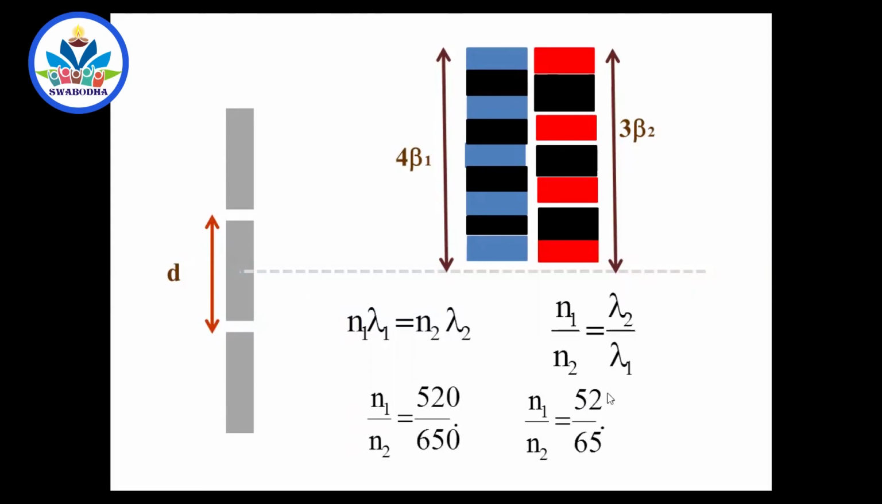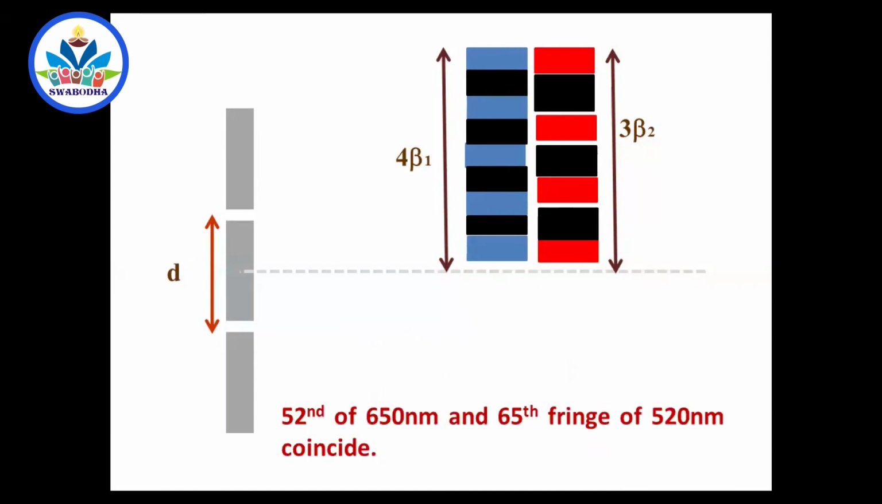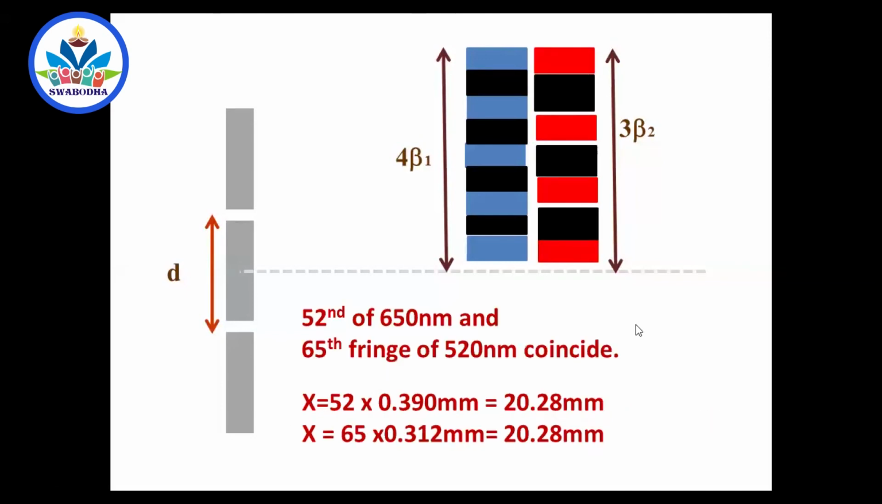The 52nd bright fringe of 650 nanometer and the 65th bright fringe of 520 nanometer are formed at the same place. What is the distance of that fringe? Of course, this is only a numerical example. 52 into 0.390 millimeter, because it's the 52nd bright fringe of 390.